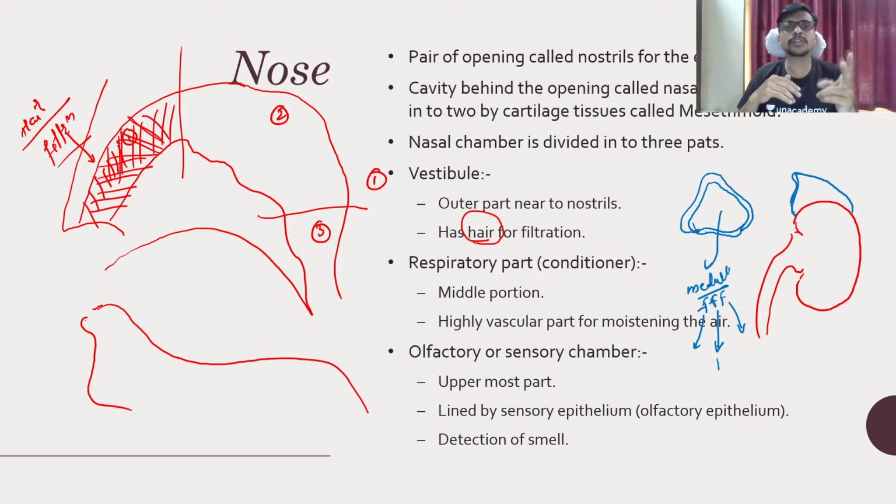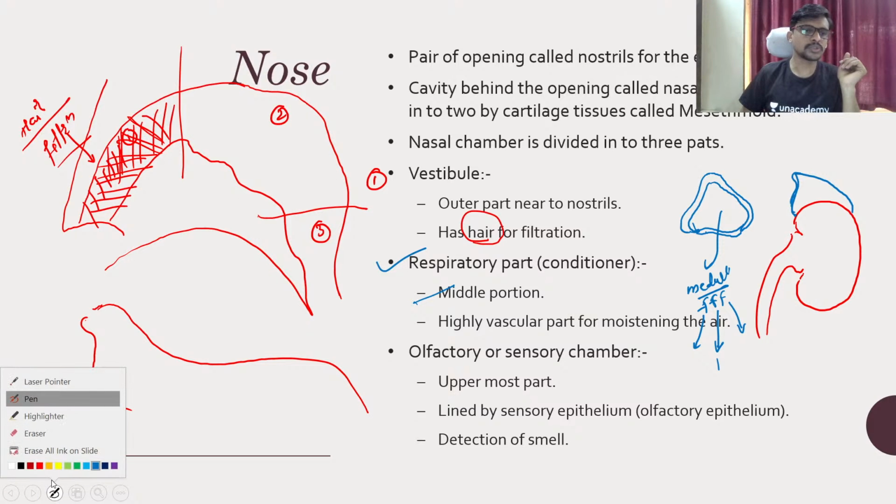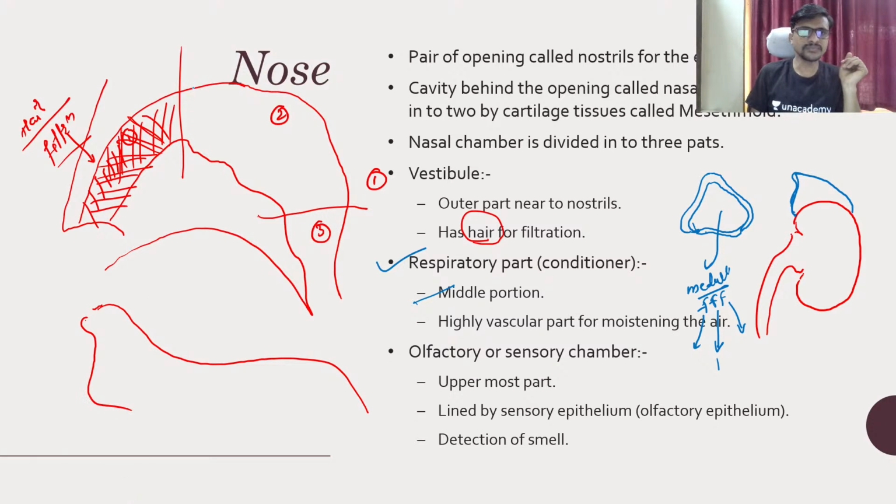The second part of your nose is called the respiratory part, and it is also called the conditioner. It is the middle portion and highly vascular. What is meant by highly vascular? It is covered by blood vessels. The number of capillaries is very high in this part, so we call it vascular. If you see the role, it will moisten the air. Now dry air is entering inside the nose, and here is moist air.